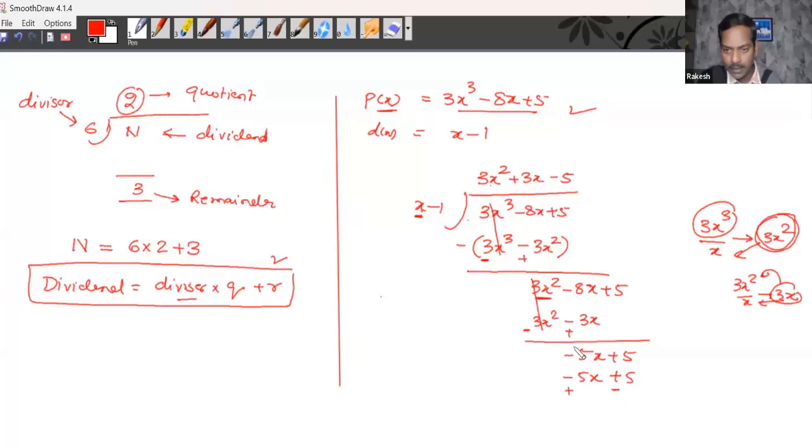This will become minus sign. So you can see that this will get cancelled out. This will get cancelled out. Resultant will be getting 0. So in this case, the remainder is 0.